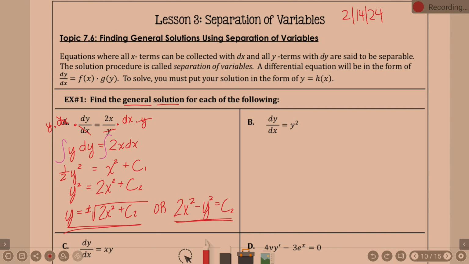Why is it 2x squared minus y? I think just because traditionally you think of x squared coming before y squared. I don't have a better answer than that. But it is traditionally what you see. What else?